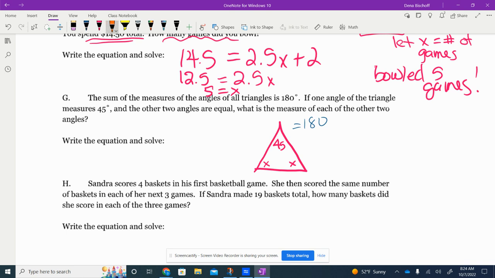Evan, what did you get? Yeah, I think that's awesome. 180 equals 2x plus 45. When I subtract 45 from both sides, I have 135 equals 2x. Let's see, 2 goes into 13 6 times with a remainder of 1. 2 goes into 15 7 times, 0.5. 67.5 equals x. Someone check that. Yep, that's right. Okay. I think this is our last one.